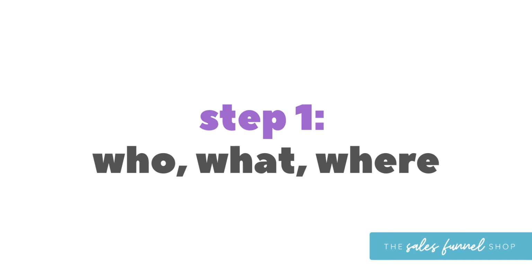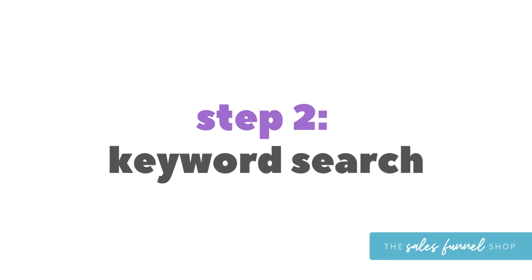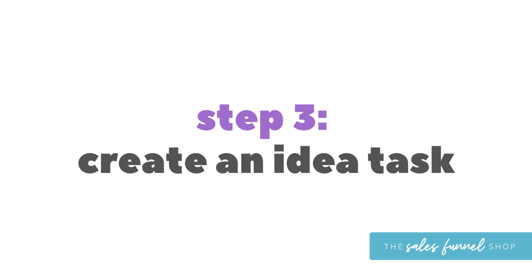To recap, step 1 is to identify who, what, and where. Who are you going to be writing to? What are you going to be talking about? And that's so you can kind of figure out what keywords you need to use for your search. And then where are you going to look? Step 2 is to do a simple keyword search and then comb through the conversations that you find looking for tidbits that would make excellent newsletter topics. And then step 3, once you've found a potential newsletter topic, then you create an idea task inside of your newsletter planner.